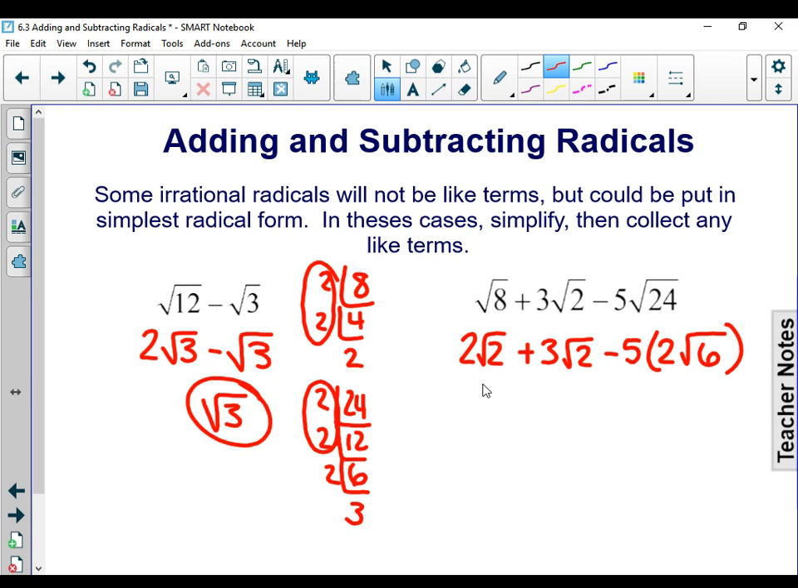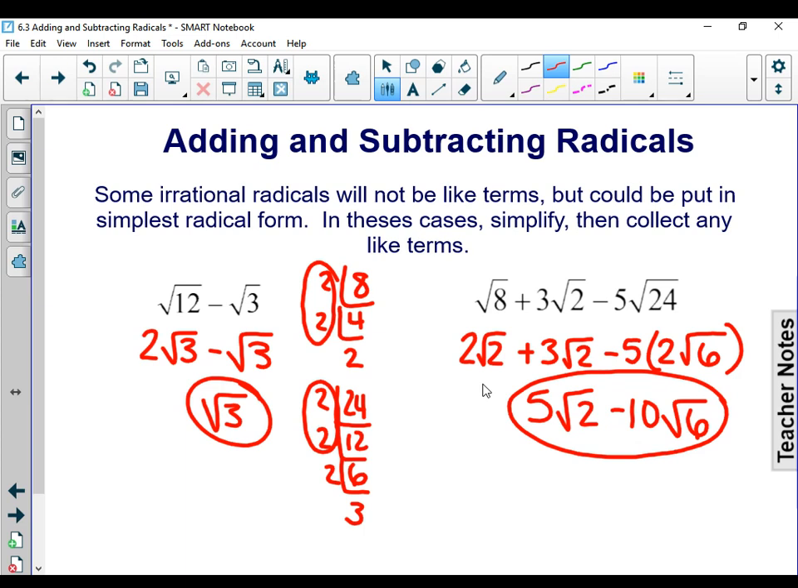I know some of us like to go back to doing perfect squares. Great, go for it. Some of us are like, hey, that ladder thing worked for me. Go for it. I just did both of them for y'all so you could see them. So if I get 2 root 2 plus 3 root 2, and then minus 10 root 6, I know I can't combine it with that last one, but I can combine these two together. So 5 square root of 2 minus 10 square root of 6. Okay. Any questions on those so far?